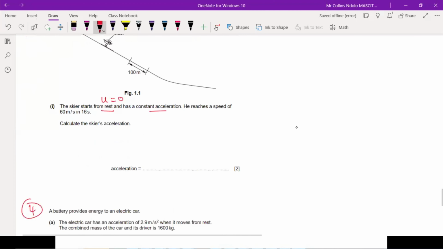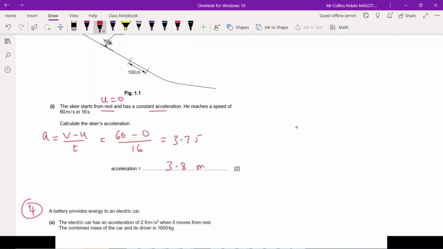So starting from rest, never forget to write the formula. So A is V minus U over T. That is 60 meters per second minus 0 divided by the time, which is 16. So 60 minus 0 is 60, so that is 60 divided by 16. That gives us 3.75. If I want my answer to two significant figures, that will be 3.8 meters per second squared. Good.